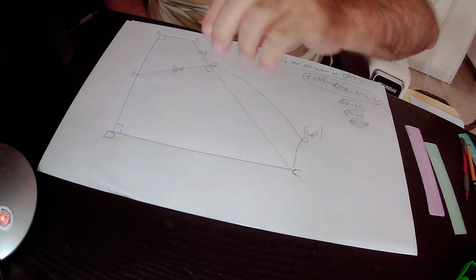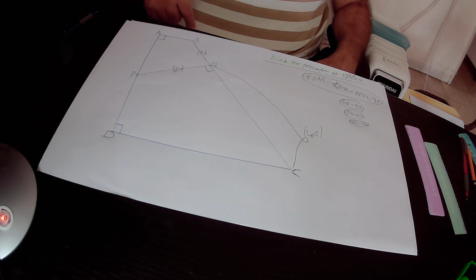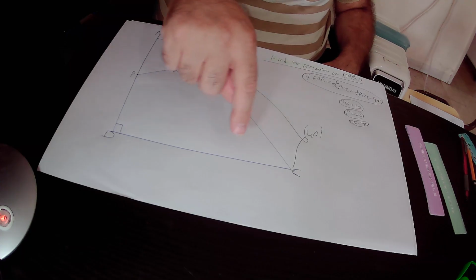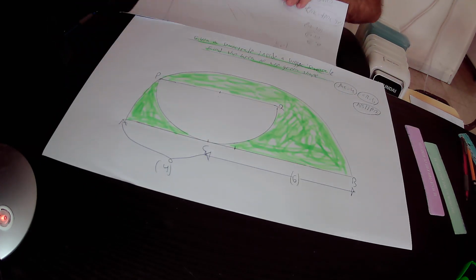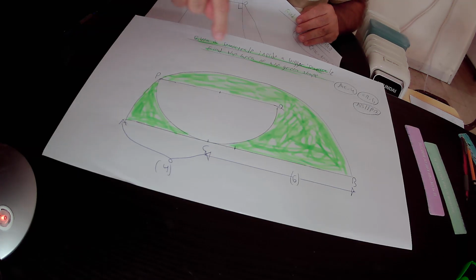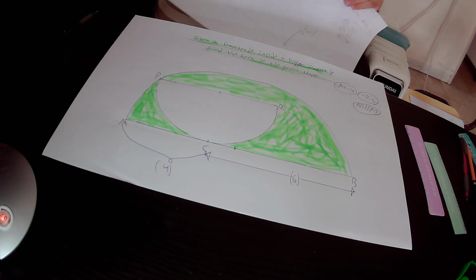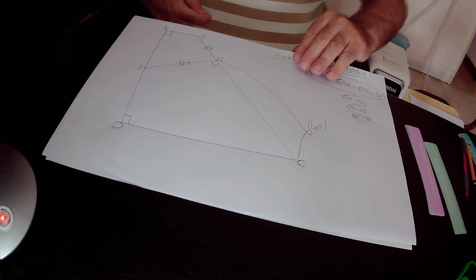And now in this lecture I will answer two questions. In the first question we find out the perimeter of this quadrilateral ABCD, and in the second question we'll find out the area of this green shape. So we start with the first question.